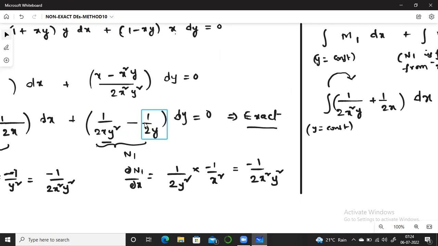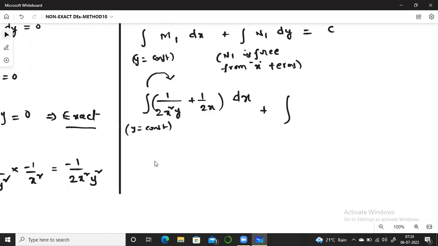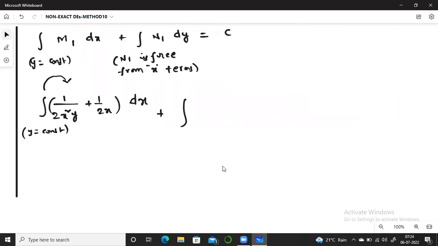So only the minus 1 over 2y term is there in N1. So take that term only. Minus 1 over 2y into M dx plus N dy is equal to constant. That's it. Now solve this one. If you treat y as constant in the first integration, 1 over 2y is constant. So integration of 1 over x square means integration of x to the power minus 2 dx.